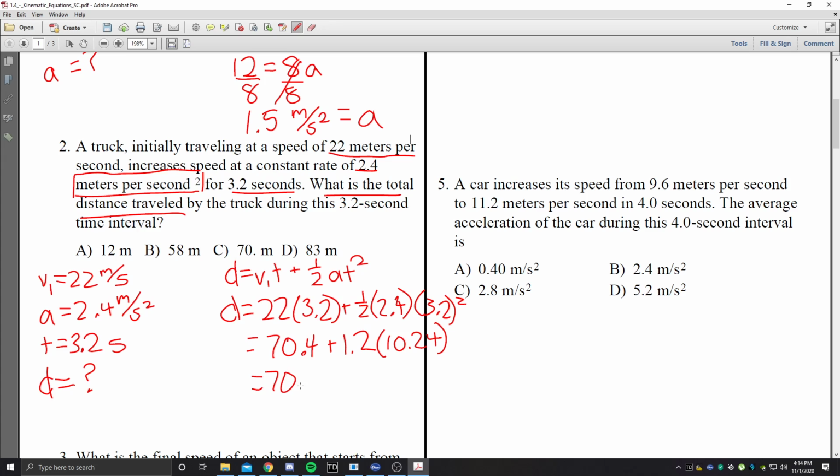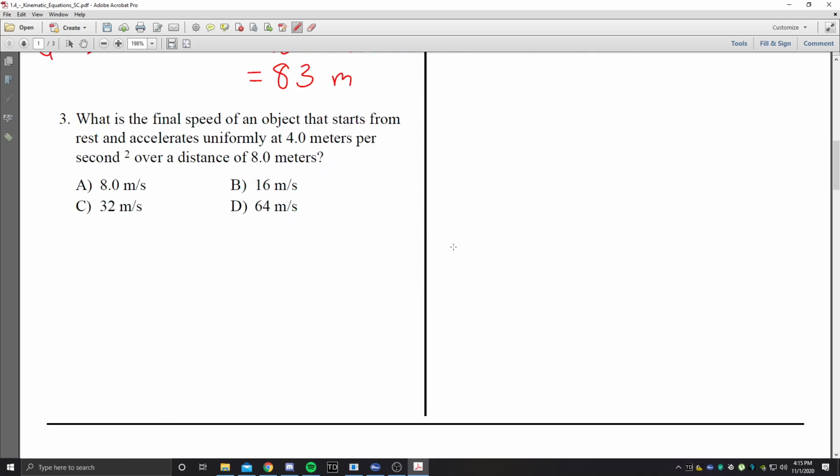Is equal to 70.4 plus 1.2 times 10.24 plus 12.288. And this is going to get you somewhere around 83 meters. Right? Distance is measured in meters.